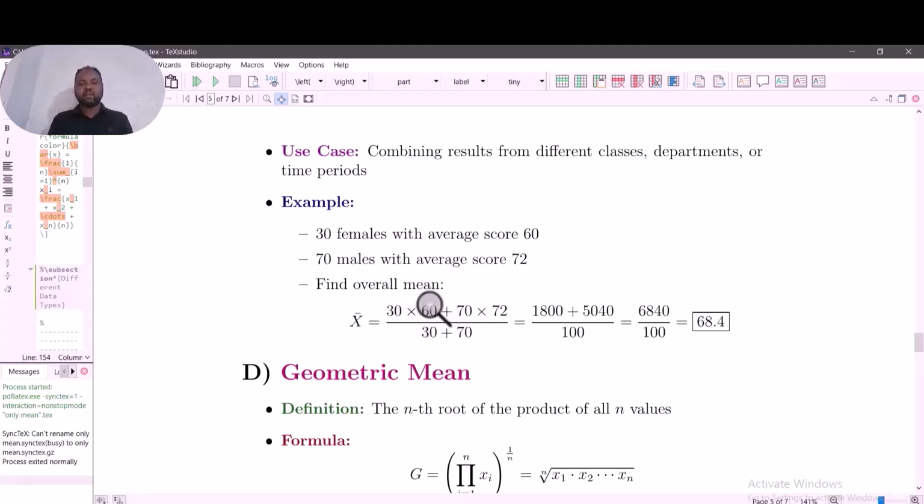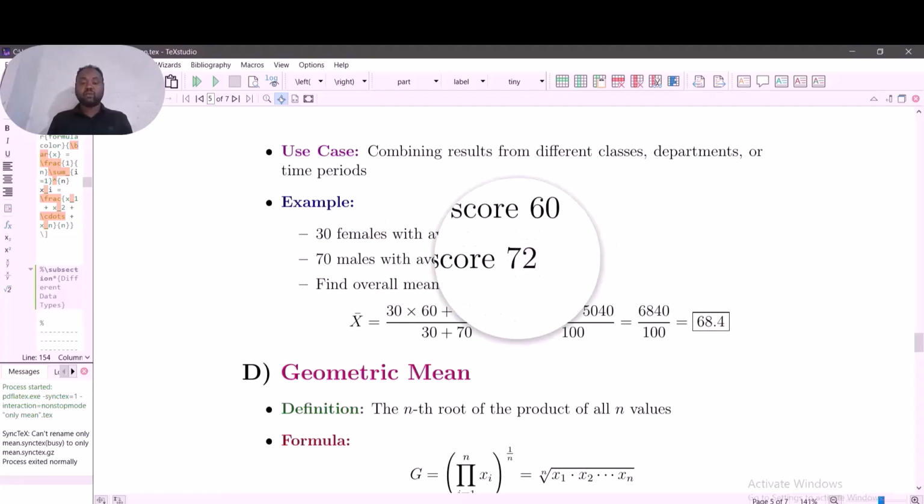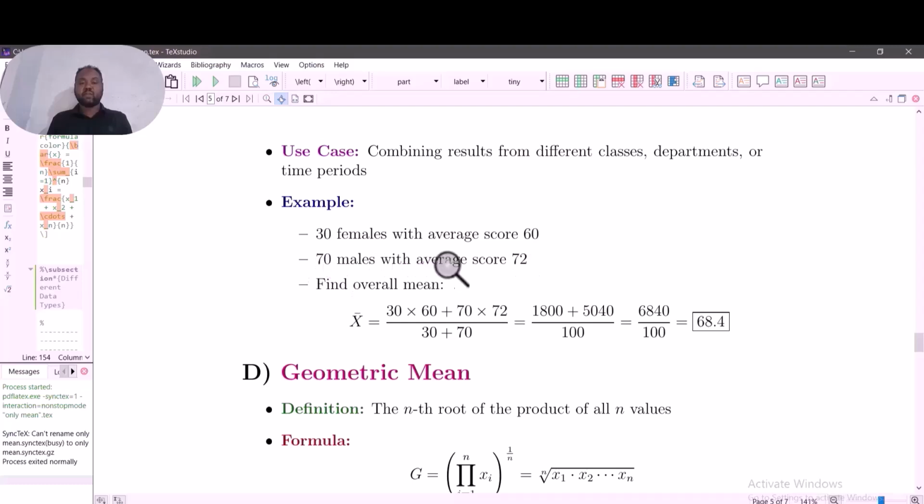We combine the sample size of the first group and its mean, plus the sample size of the second group and its mean. Then we divide by the total sample size, and we come up with 68.4. Now, what was this? 60 is the average score of female students, 72 is the average score of those 70 males. But this one is the average score of the students regardless of gender, 68.4 per student.